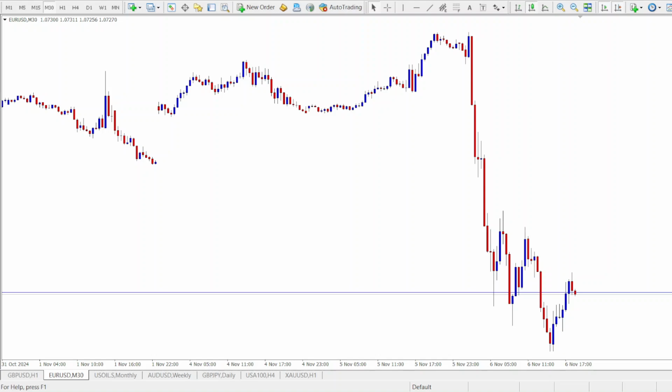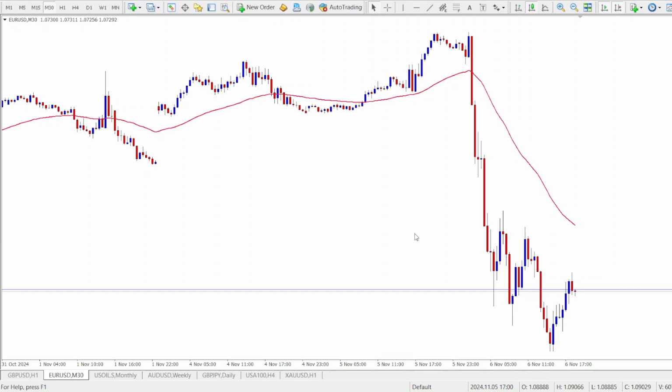Now you might be wondering, why should I even use moving averages when scalping? Well, moving averages are trend following indicators. I'm just going to be adding an example on the chart, by the way. Moving averages are very popular indicators used by traders worldwide. They are trend following indicators and they help smooth out price data by filtering out the noise of day-to-day fluctuations.